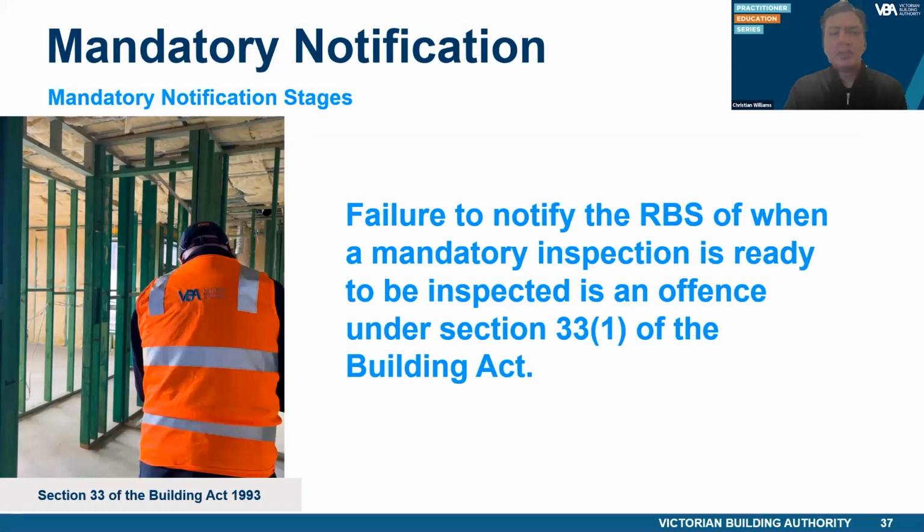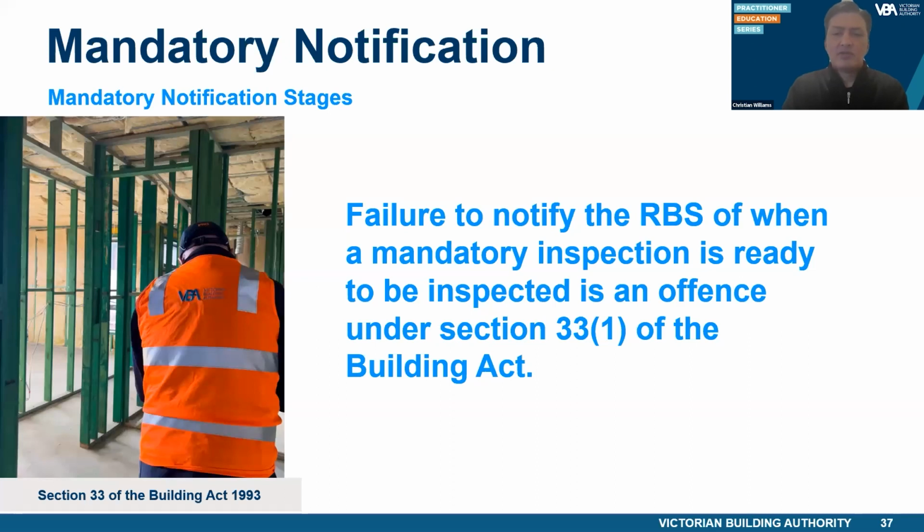During the construction, the builder named in the building permit must, after each mandatory notification stage, ensure the RBS is notified that the stage is ready for inspection. Once notification is given, the builder must ensure that no further building work occurs if directed by the RBS.